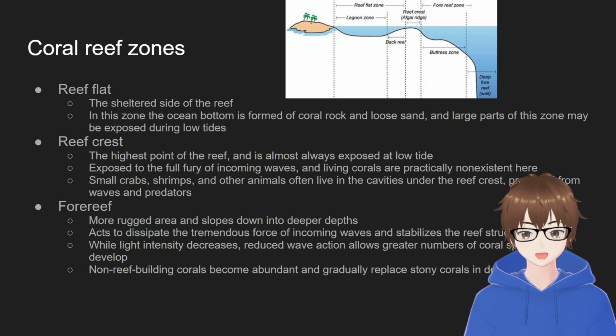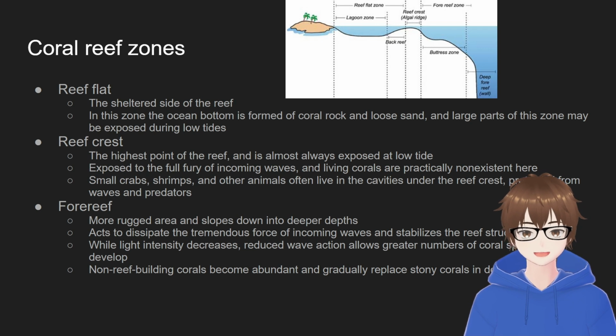Coral reef zones. There are different zones of coral reefs. We have a picture here above me showing all the different areas as we're talking about them so you can visualize them a little bit better. First, the reef flat, which is the zone between the island and the reef crest. It's the sheltered side of the reef. In this zone, the ocean bottom is formed by coral rock and loose sand. Large parts of this zone may be exposed during low tides.